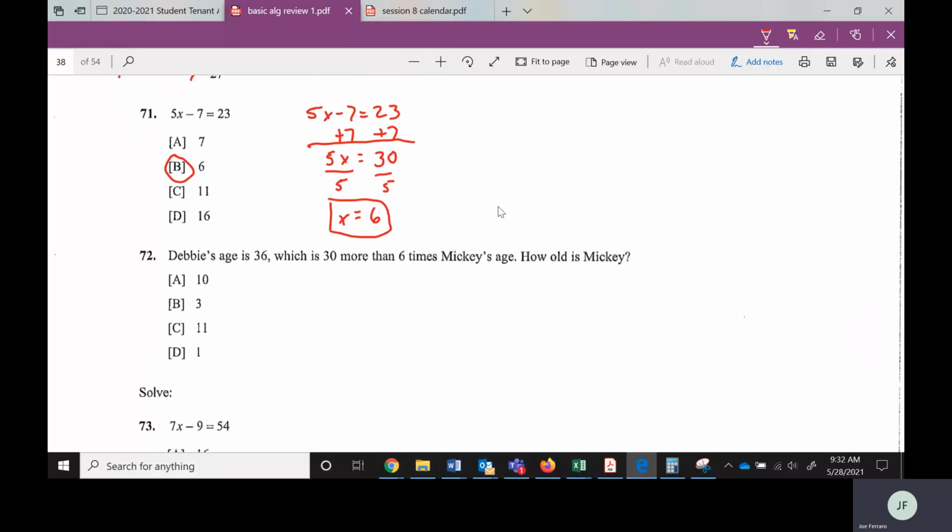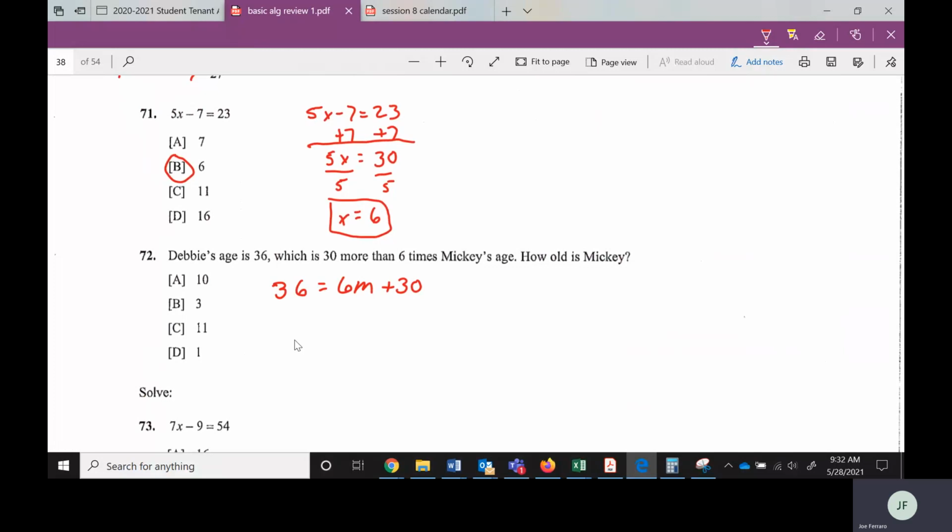How old is Mickey? Okay, so first of all, I'm going to write out this sentence in numbers. So she's 36. So 36, which is, "is" means equals. 30 more than means I'm going to add 30 to something. And it's 30 more than 6 times Mickey's age, which we don't know. That's what we're looking for, so that's why that's a variable.